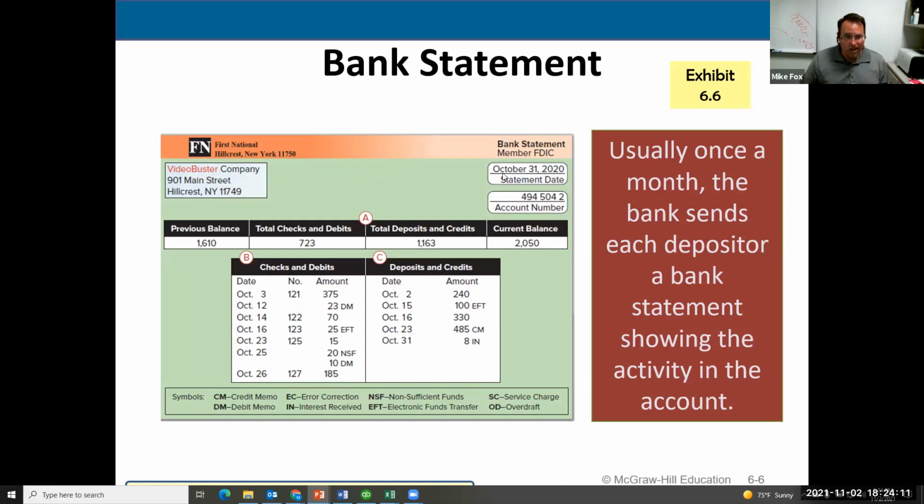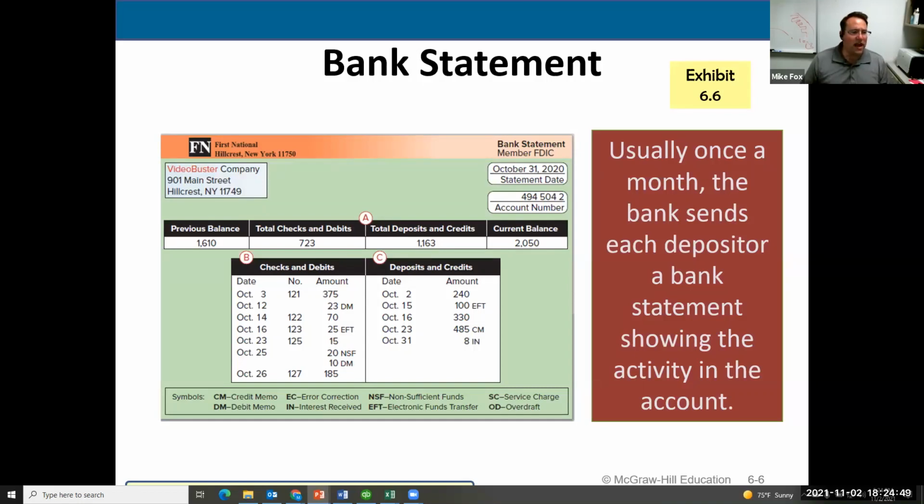So here's a bank statement. It has the date on it. It has the balance from the last statement, and then it has any money that's left the account, which it often calls debits, and any money that's come into the account, which it calls credits. And then it has a current balance, the balance as of the date on the statement. Then it will have detail of all the checks and debits, and detail of all the deposits and credits. Some have different things, but these are generally the things that a bank statement has.